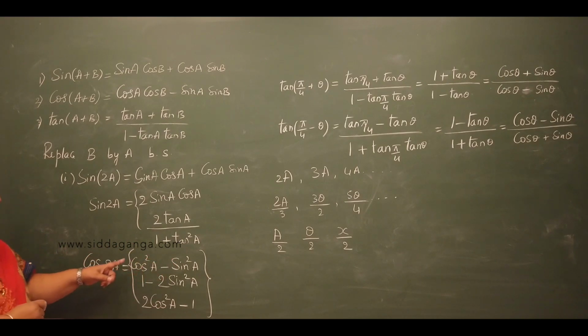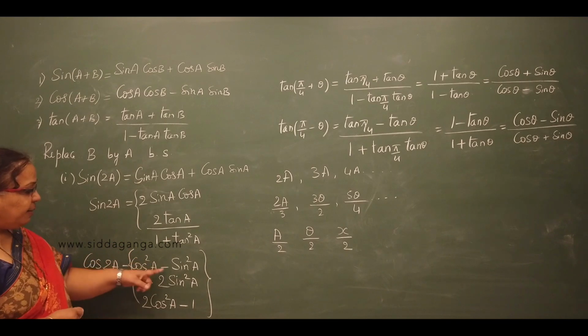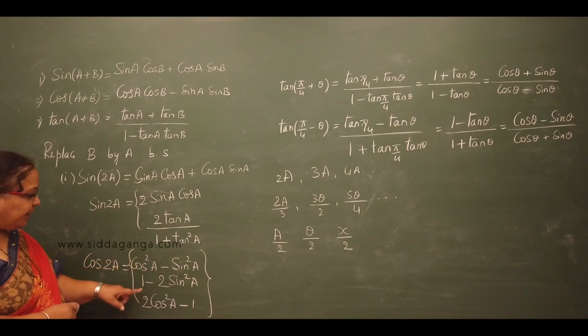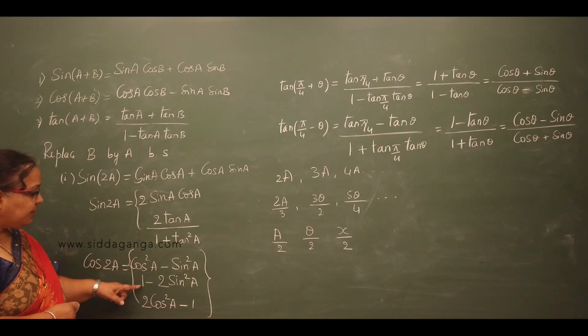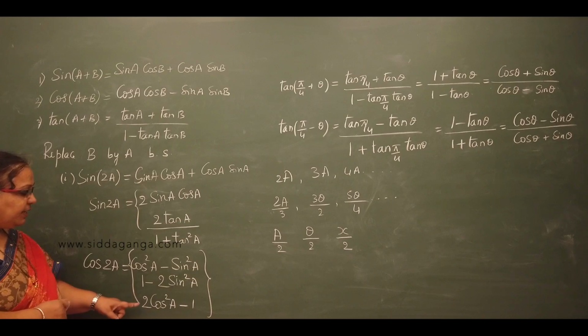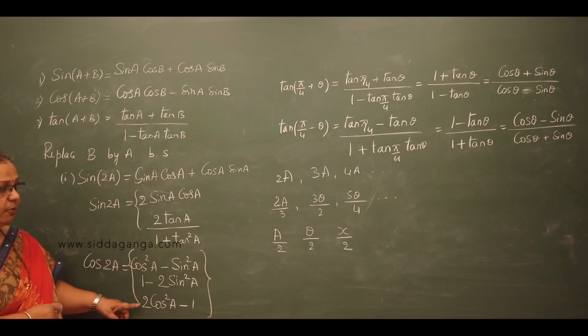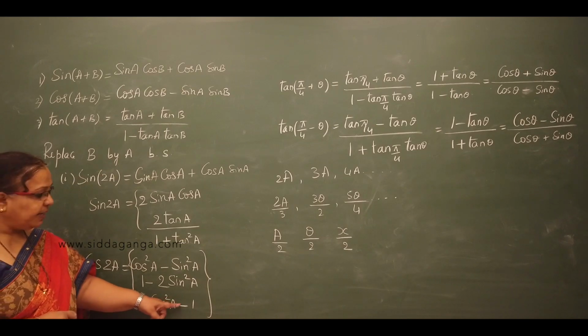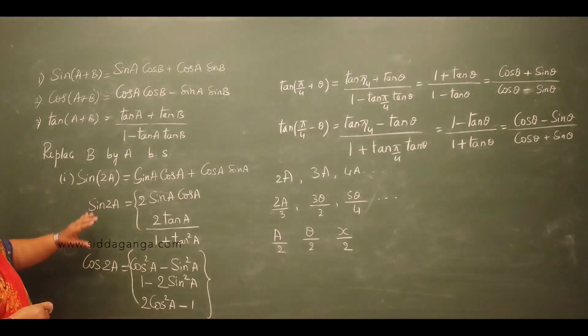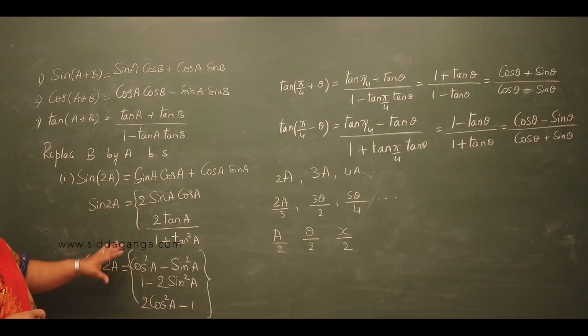We express it as cos square A minus sine square A. Only in terms of the sine ratio, we can express this as 1 minus 2 sine square A. Only in terms of the cos ratio, we can express it as 2 cos square A minus 1. So those are the sine 2A and cos 2A results, and they are very important here.